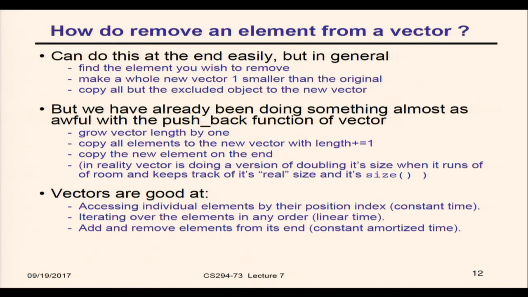Now, what things do vectors not do well? How do you remove an element from a vector? Well, it's easy to remove an element at the end, but in general, the only thing you could do is find the element you want to remove, make a whole new vector one smaller than the original, and copy all but the excluded object into the new vector. Horrible, very expensive. So we've already been doing something that on the face of it would be almost as awful with push_back. Push_back says grow the vector length by 1, copy all the elements into the new vector with length 1 larger, and copy the new element at the end.